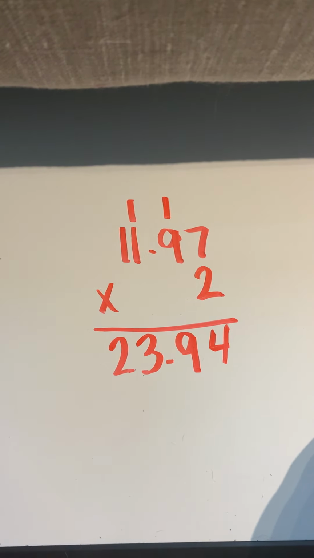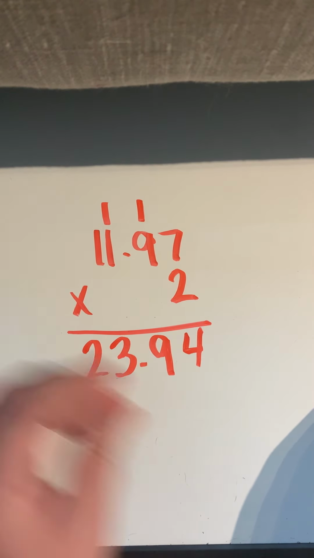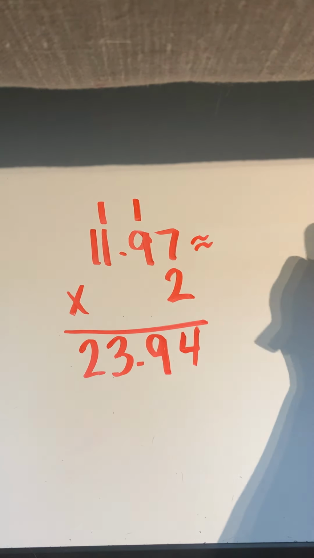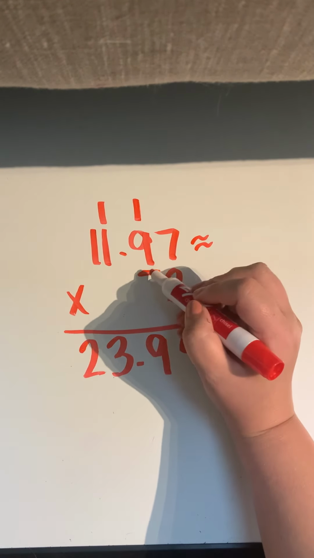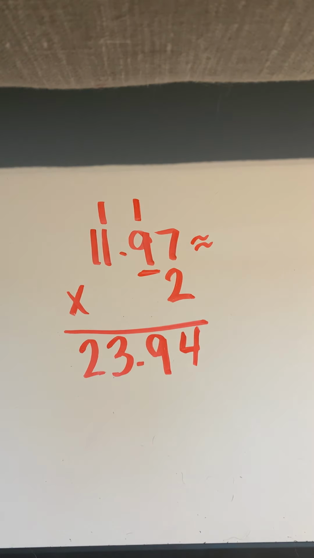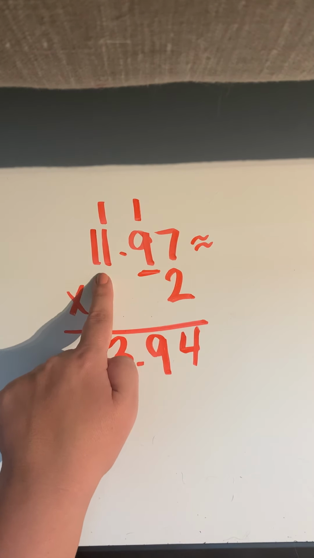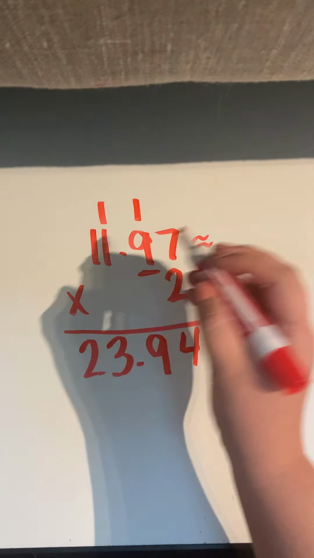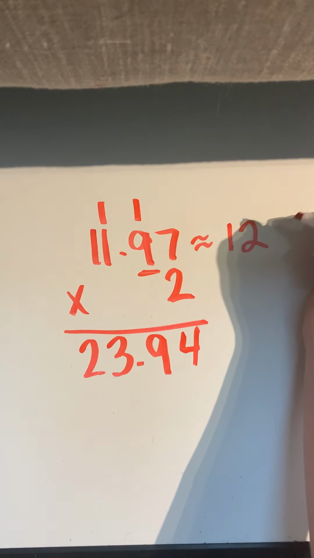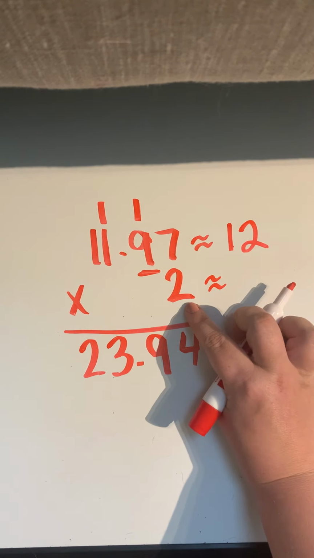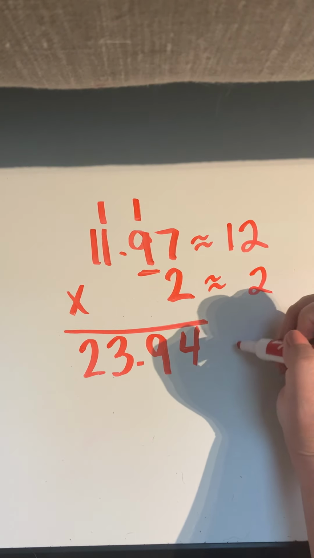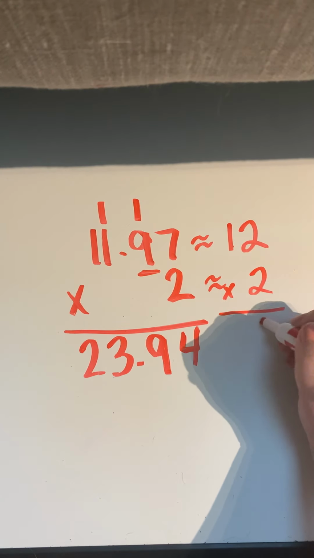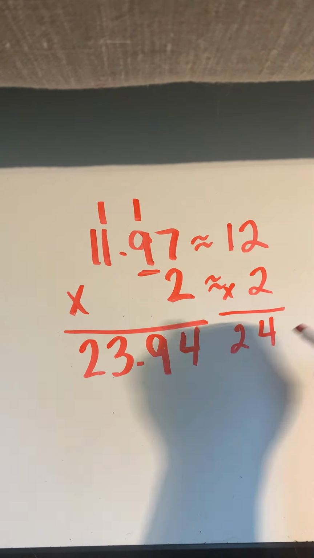So what I'm going to do is I'm going to estimate. So I can see that this decimal would be very close to, let's take a look at my tenths. That's a 9, so that's 5 or more. So I'm going to add a 1 to my tens here, really. So I am going to have 11 plus 1, and so that's going to become 12. My 2 here is already a whole number, so I'm just going to keep that the same. So I end up with 12 and 2, and I'm going to multiply those. So 2 times 2 is 4, and 2 times 1 is 2.